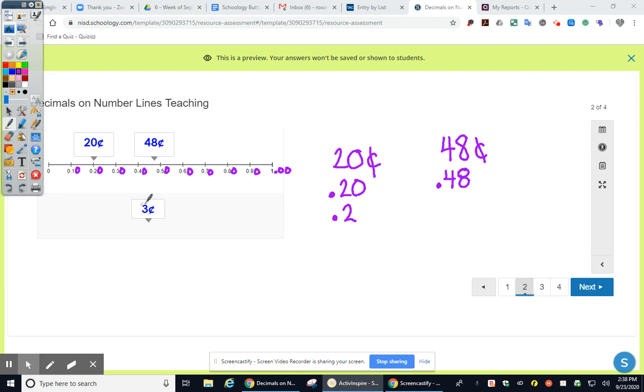Here we know that 3 cents is the same thing as 3 hundredths, not 30 cents, but 3 cents. So be careful not to put it between the 30 and the 40. Again, like we said before, when we had it in money form, it was going to be between the 0 and the 10. So here, remember, 3 cents is really close to 0. So we could put our 3 cents about there because we know it's going to be less than half. Okay?